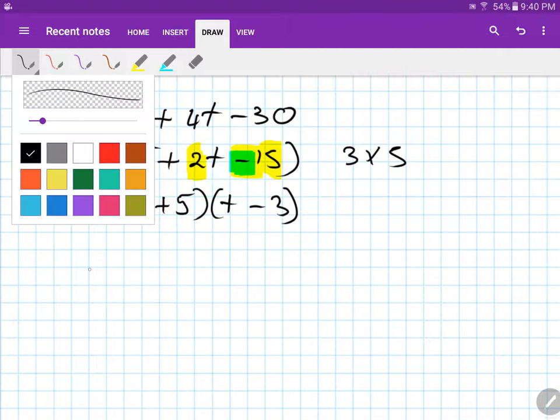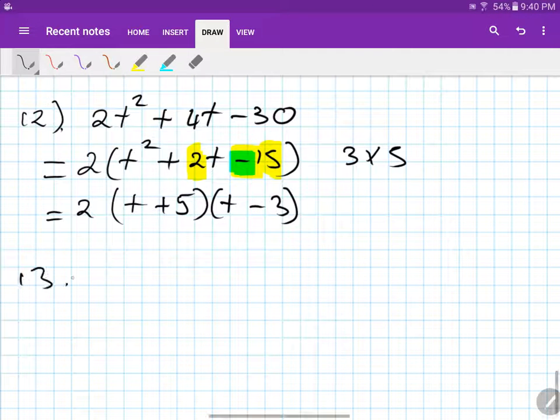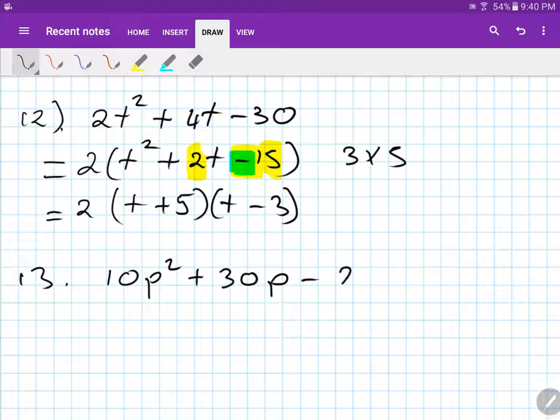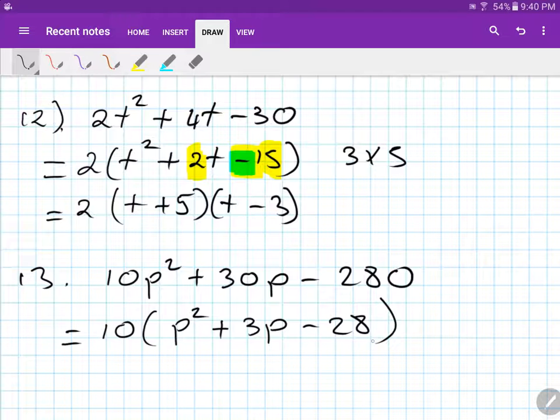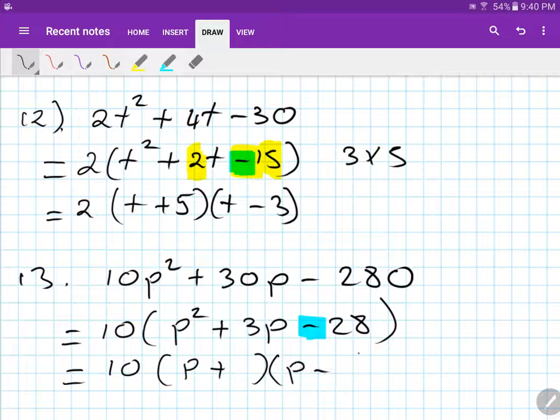Okay, last one. Let's do one more. Number 13. Let's say 10p squared plus 30p minus 280. Now, the common factor of this is 10. So I take 10 out. So that gives me p squared plus 3p minus 28. Okay, and then look at this. It's negative, so it should be one plus, one minus. So 10, p plus, p minus.